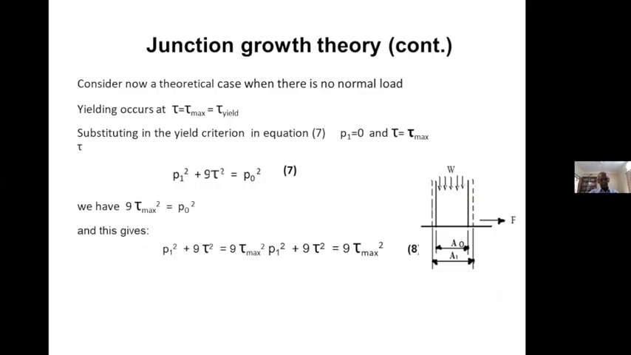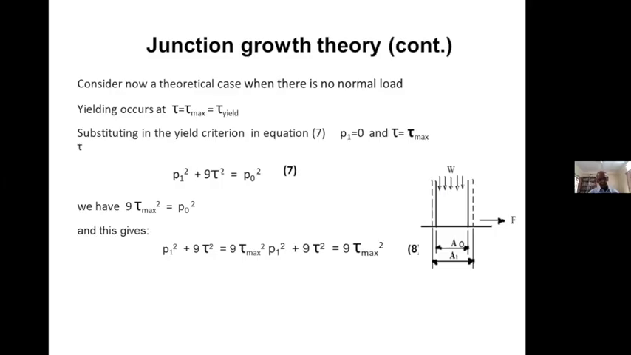I'll come to that a little later, but let's see that. Consider a theoretical case where there is no normal load. Now this is funny, because we cannot have a contact without a normal load. But just for argument, consider a case where there is tau, W is 0. And then yielding will occur when tau is equal to tau max, or the tau yield.